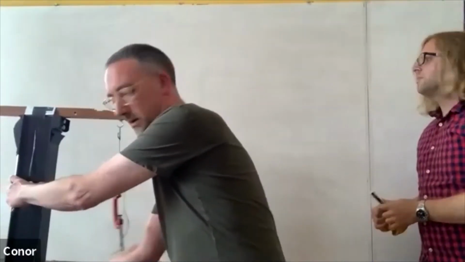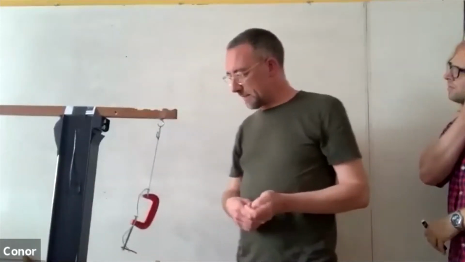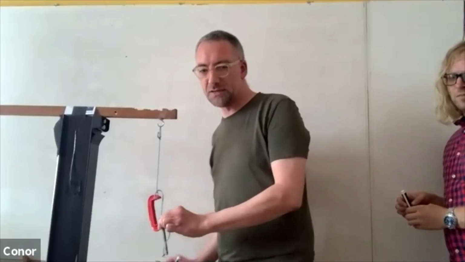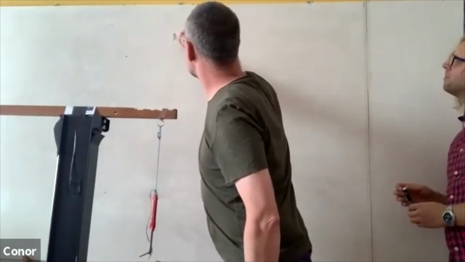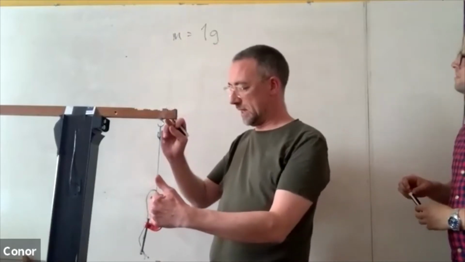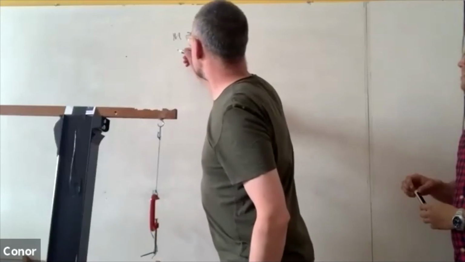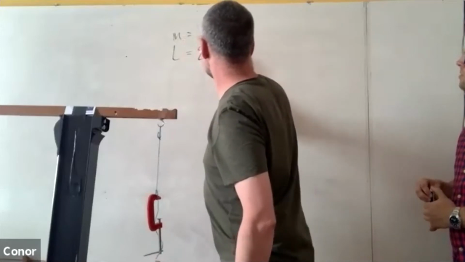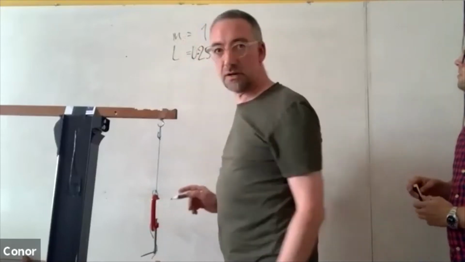So I've got a pendulum here, and I want to figure out what the period of this pendulum is. And what do I know? Well, I know that the mass of the bob, you can see it's pretty much 1g. And I measured the length of the string, and it's 25 centimeters. I suppose I should call that 0.25 meters.